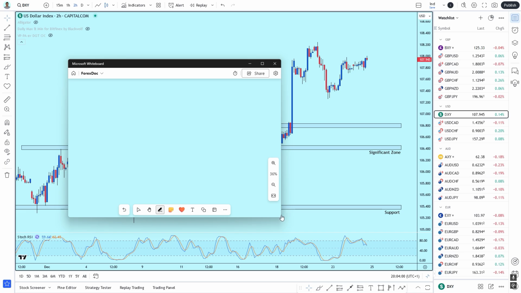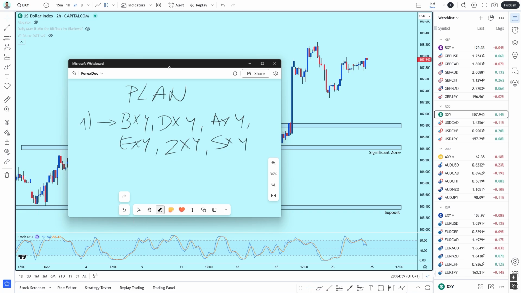So what we can do now is to make a very simple plan for how to enter a certain trade. For example, what we want to do is to look for currencies that are strong and currencies that are weak. And the easiest way to find currencies like that is to look at the currency index. So now we have our plan. What do we need to do first? First, we need to check all the currency indexes. So we need to check for BXY, DXY, AXY, EXY, ZXY, SXY, CXY, and JXY.